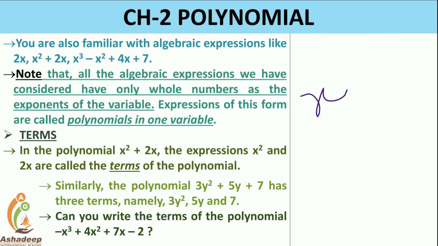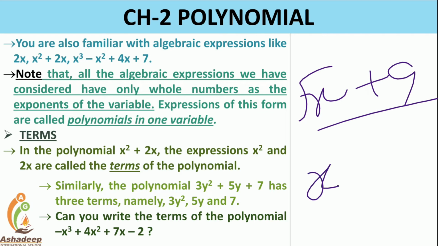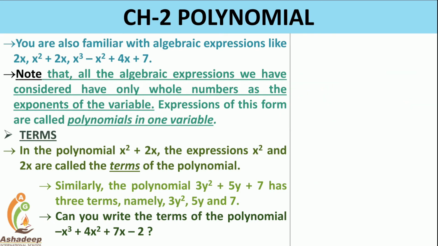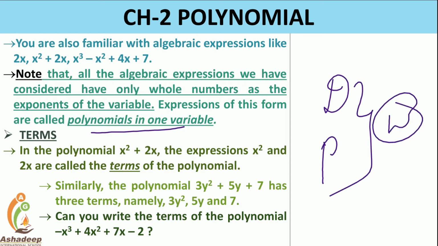If I write square root of x plus 9, then can I say this is a polynomial? Still no. Why? Because in the first chapter we learned that square root of x means x to the power 1 by 2. Okay. Now let's move ahead. So one thing that you need to remember is, if it is a polynomial, the must condition is that the degree, or you can say the power, must be a whole number.